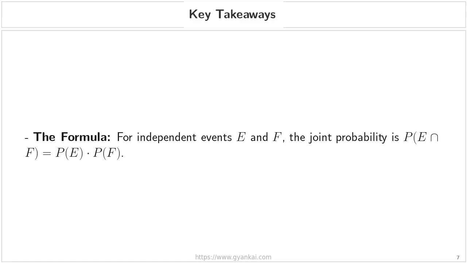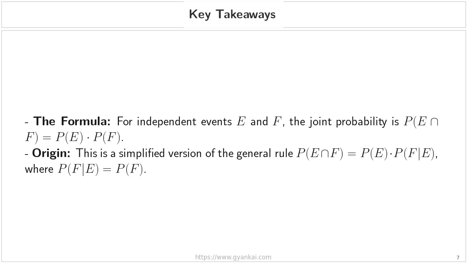All right, we have reached the end of our lesson. Let's take a moment to recap the key takeaways from today's session to ensure everything is clear before you move on to your practice problems. First, let's revisit the core formula. Remember, when we are dealing with independent events, which we've labeled as event E and event F, the joint probability, meaning the probability of both happening together, is calculated as the probability of E intersected with F, which equals the probability of E multiplied by the probability of F.